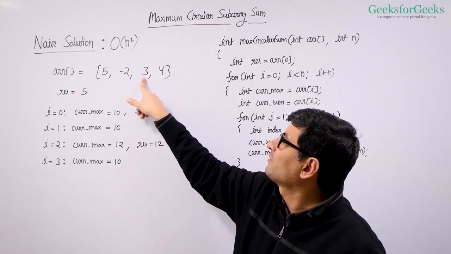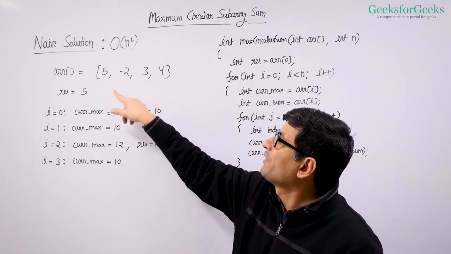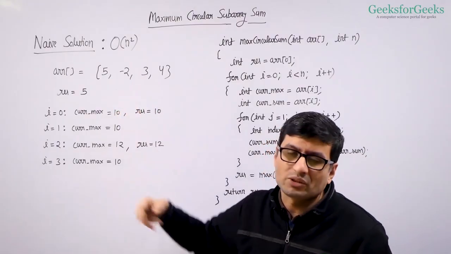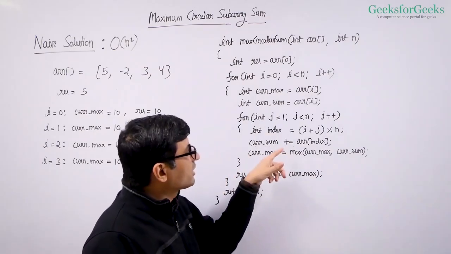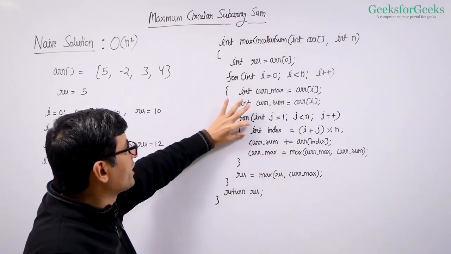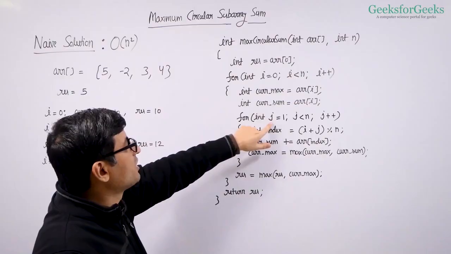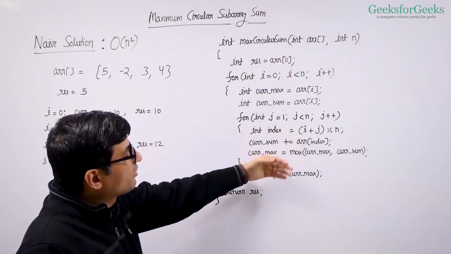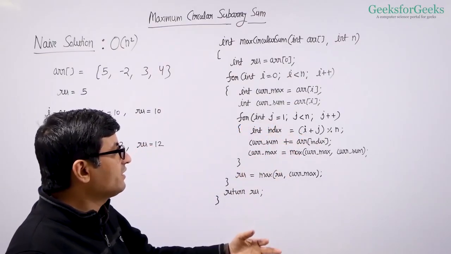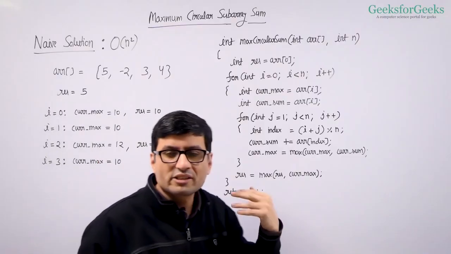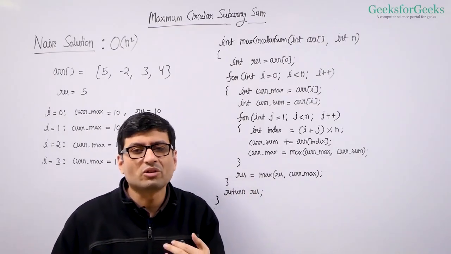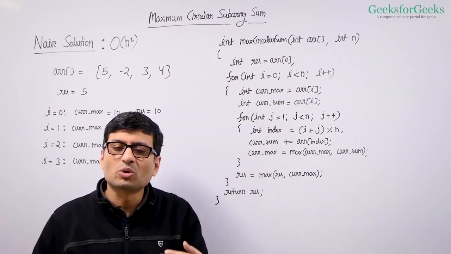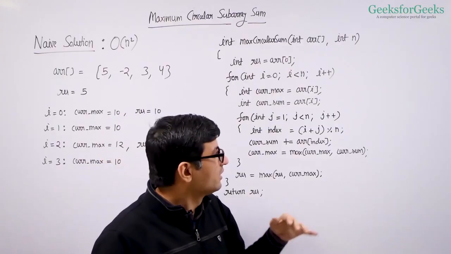From 3 there are again 4 subarrays: 3; 3, 4; 3, 4, 5; and 3, 4, 5, minus 2. Right? So we traverse through all these subarrays. We use modular arithmetic here. We run a loop for j equal to 1 to n minus 1 to find the next element in the subarray that begins with array[i], and this index is computed using modular arithmetic so that you can find a total of n subarrays in a circular way.